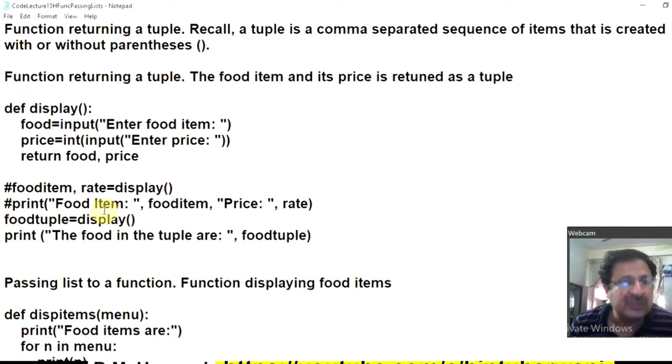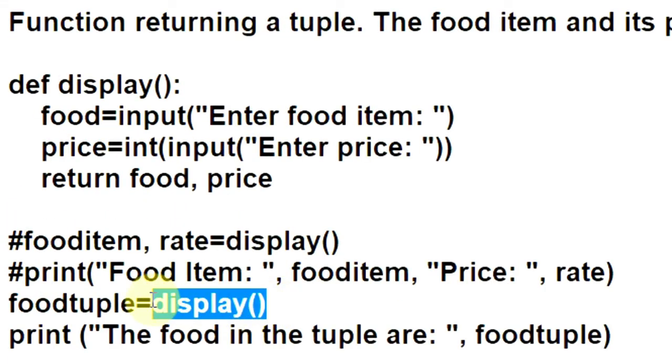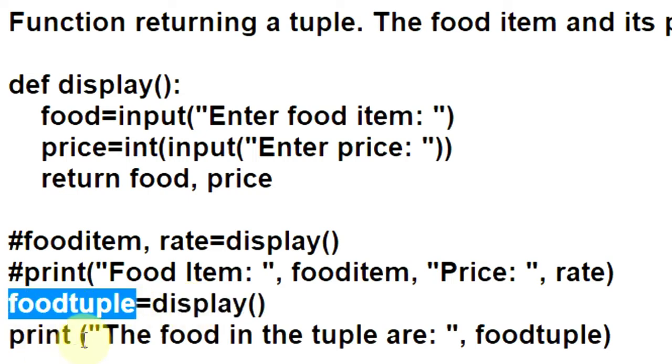Okay, so this is a tuple. Recall that a tuple is a list of elements enclosed in parentheses. A list has elements enclosed in square brackets and a dictionary has elements enclosed in curly braces, right? Here, we'll start from the main function. You are invoking the display function, right? And whatever the function returns will be assigned to the variable on the left, that is to the food tuple.